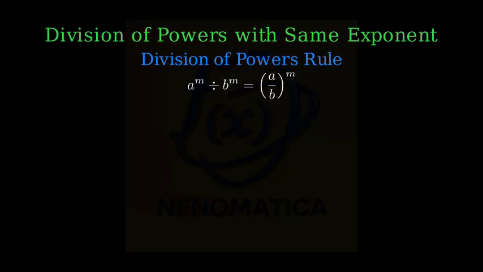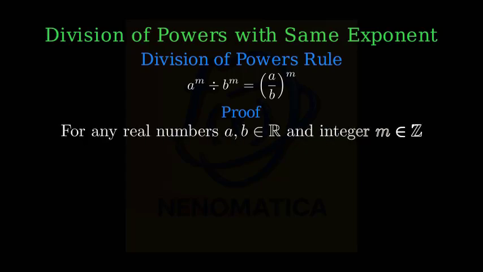Specifically, a to the power of m divided by b to the power of m equals the fraction a over b, all raised to the power of m. Let's prove this rule step by step so we understand why it works. We'll consider any real numbers a and b and any integer m.